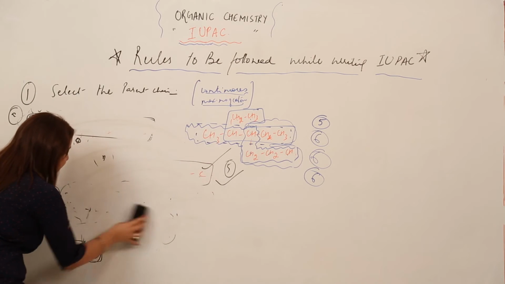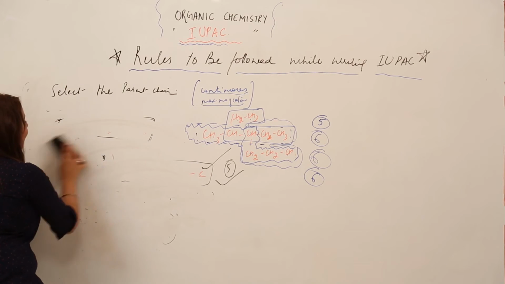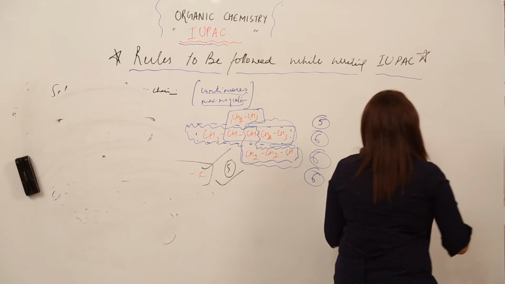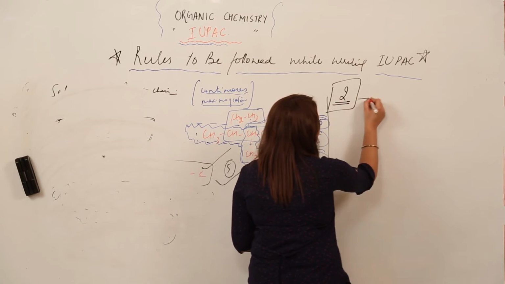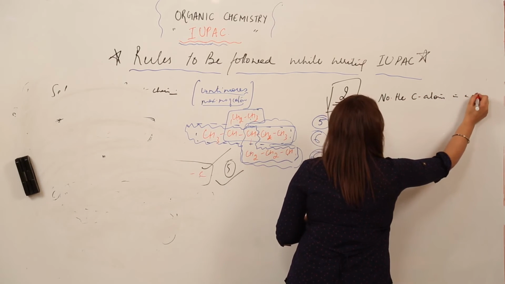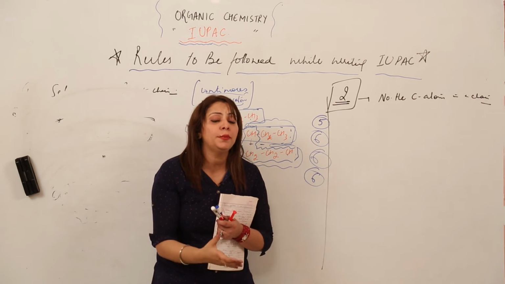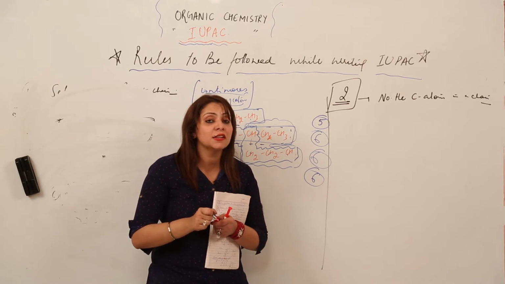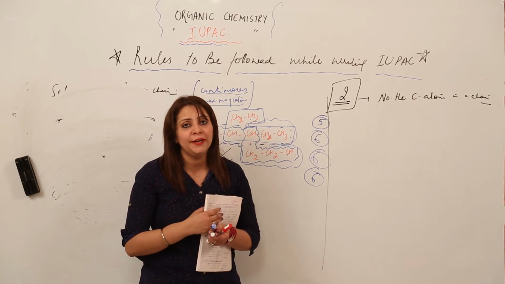After selecting the parent chain, the second step is that we have to number the carbon atoms present in a chain, right. So I'll just write it here. What is the second step? The second step is to number the carbon atoms in a chain. It is a very important step, right. If you fail to do the numbering properly, you are going to get an incorrect answer. So look at the rules for how you have to give the numbers to the carbon atoms of the parent chain, right.